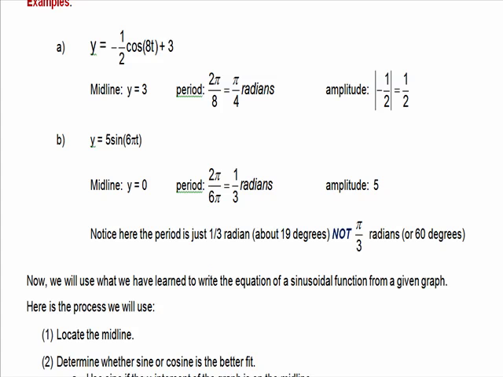Once again, just to stress it, notice the period on the second example is just 1/3 radian, 19 to 20 degrees or so. It is not pi over 3. So just be a little bit careful.